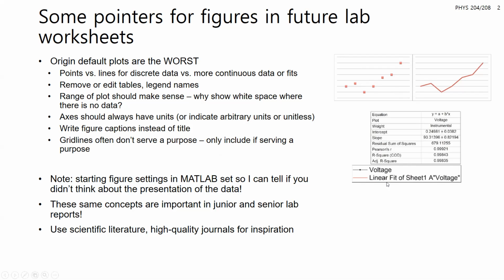Also, like here, Origin always has something like Sheet 1, a voltage, or something like that. That means nothing to the reader, to myself, or if you're sharing this with someone. So I'd like you guys to start thinking about the purpose of what's on the plots and not just use the default.